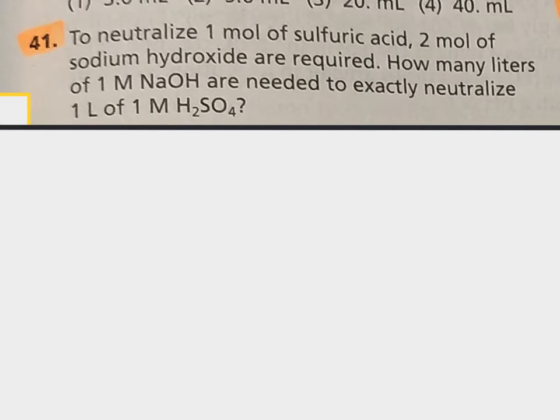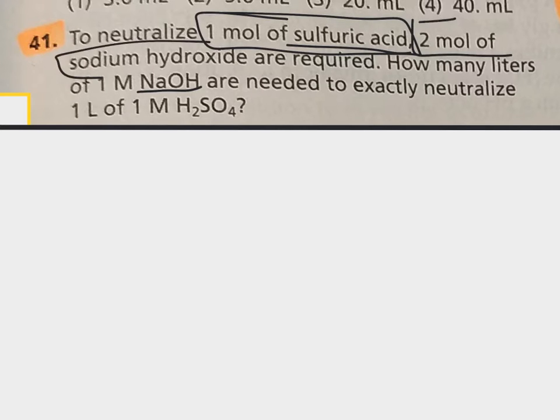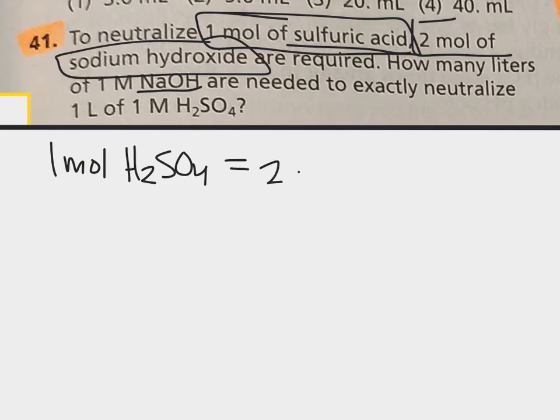All right, so to finish, I'm going to go with number 41, and unfortunately, it's not going to be a 1-to-1 ratio, so that MV equals MV isn't going to really work out for us. In fact, if you balance the equation when you read over this between sulfuric acid and sodium hydroxide, it says for every 1 mole of sulfuric acid, you need 2 moles of sodium hydroxide. So what does that mean? That means for every 1 mole of sulfuric acid, H2SO4, you need to use 2 moles of sodium hydroxide.